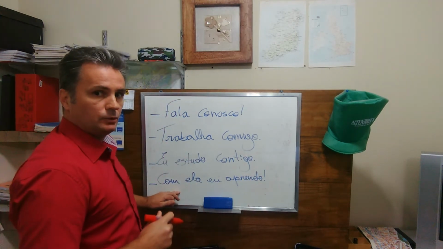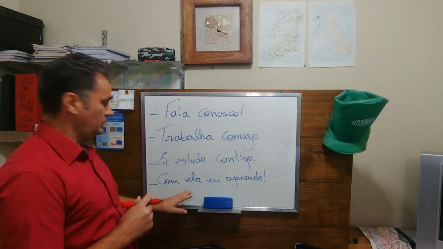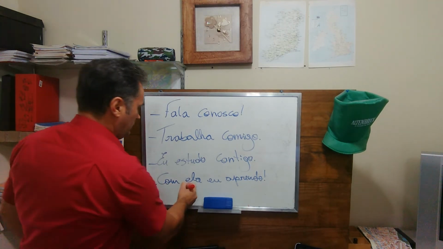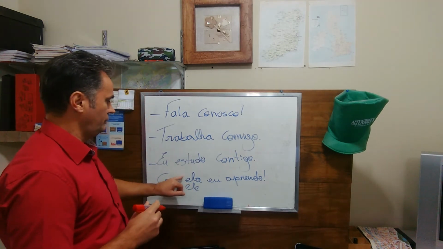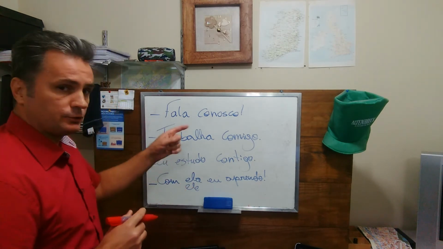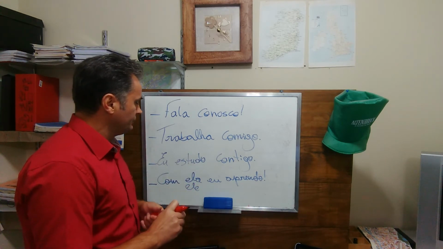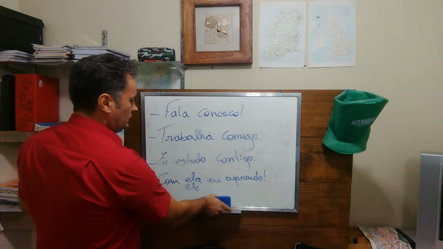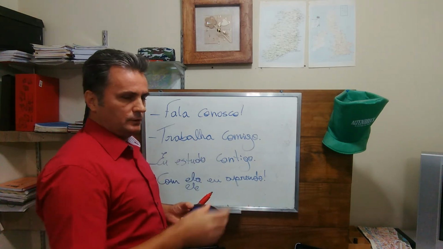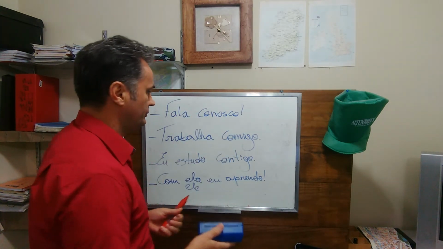Com ela eu aprendo. With her I learn. This one, as you can see, is separated. This one works like in English. Com ela ou com ele. With him, with her, I learn. Okay, these ones are similar to English. And also the plural forms. Com eles, com elas, with them, right? Okay. So, this is just to illustrate, to show you how the pronouns work in Portuguese. The grammar thing, the thing you find in the books, and the real spoken Portuguese, right?